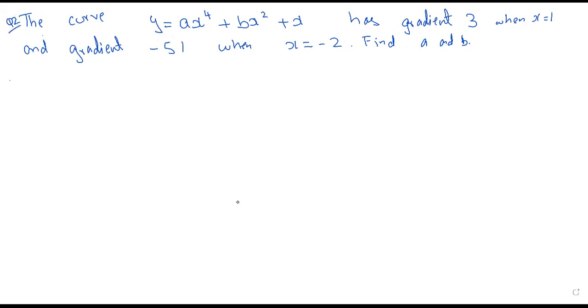Now, what exactly is it? Let's understand this. The curve y equals ax to the power 4 plus bx squared plus x has a gradient 3 when x is 1 and gradient minus 51 when x is minus 2.